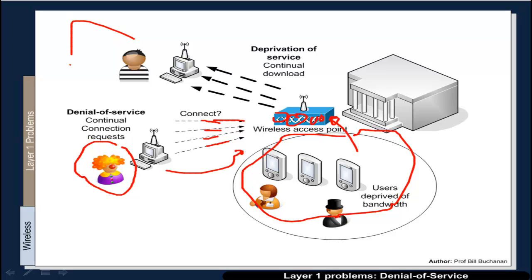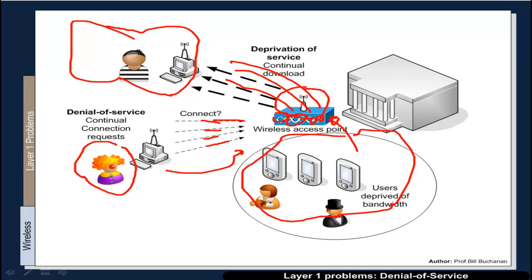The same thing can happen if someone continually tries to access and download or upload files, then the access point is spending so long on these files that other users can feel deprived of bandwidth. This problem is typically known as denial of service and is a major problem for access points.